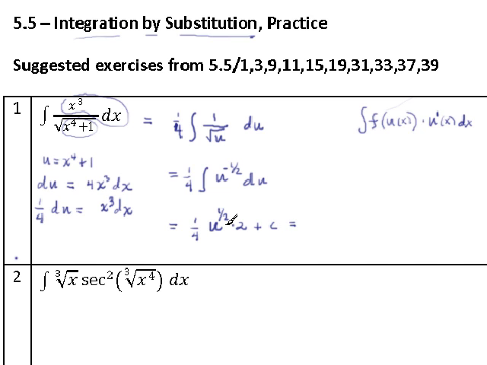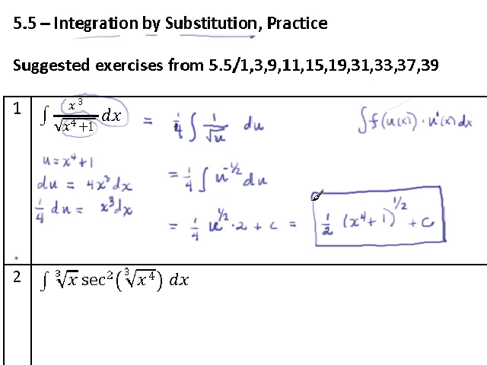Alright, now let's just replace u with x to the fourth plus 1. I'll multiply 2 times 1/4, that's 1/2. And replace u with x to the fourth plus 1. Okay, so that's our solution. That's our antiderivative, or that's our solution.